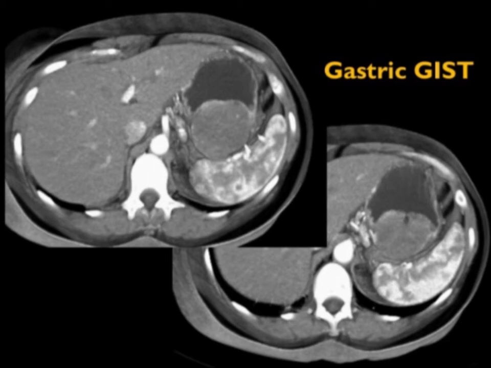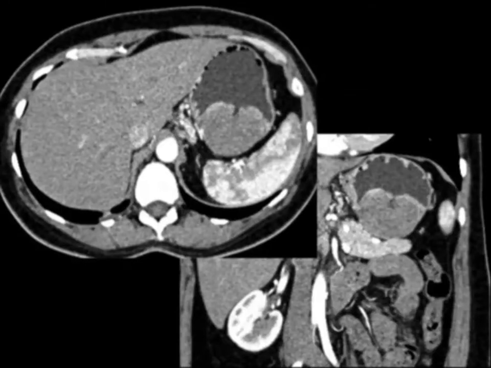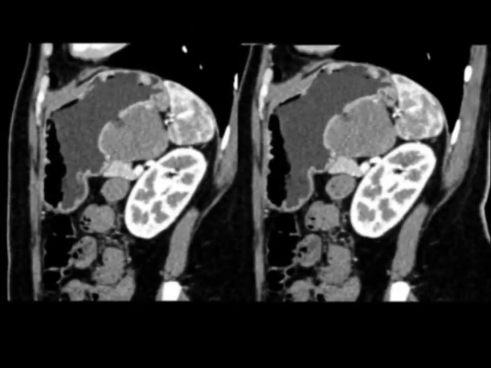Now, another example. Here's a wonderful case of a GIST tumor. Here it's intraluminal as well as exophytic. There are ulcerations present within the mass. Very nice example of a gastric GIST tumor. There's mild enhancement, but you can see the ulceration particularly nicely on the sagittal view.